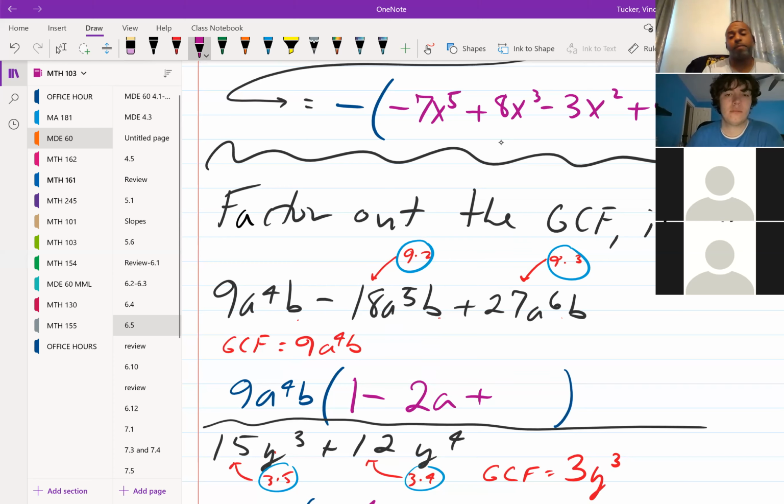And then the last one, if I take 9 out of 27, I'm left with this 3. And then I took 4 of the A's. So that'll leave me with 3A squared. Once again, the B is right here in the front.